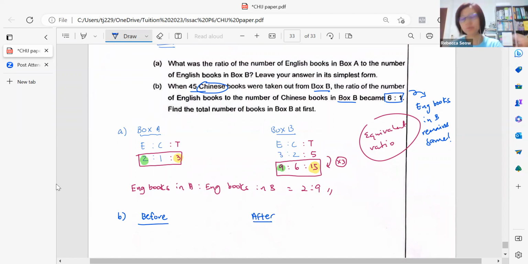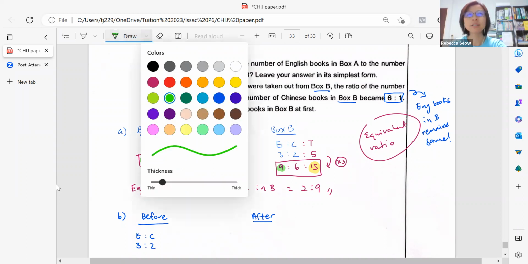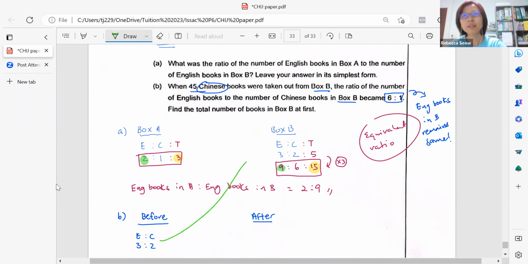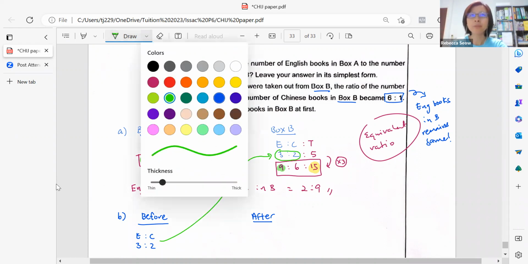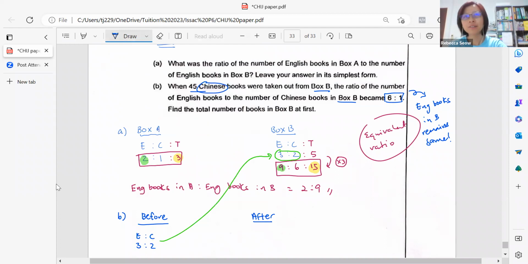I'm going to come up with two sets of ratio. The first ratio will be that of the books in B with regards to English to Chinese. So English to Chinese books in B would be 3:2. And where did I get that information from? Well, that information is actually taken from here. This is the initial information that was given in the question. And after books were taken out, the ratio changed and it became 6:1.